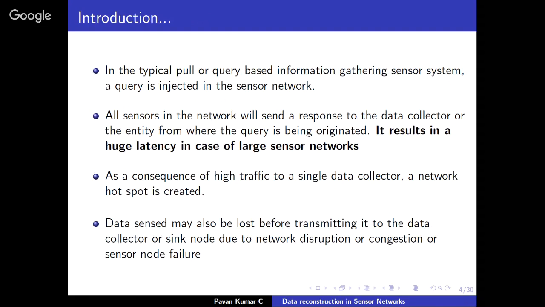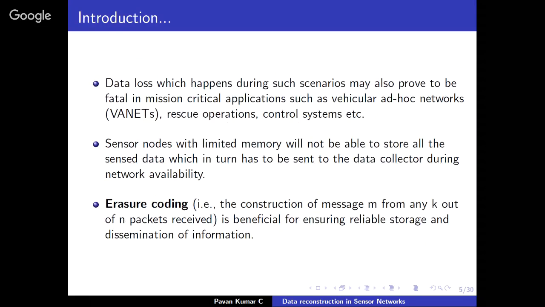Another possibility is that the sensed data may be lost before transmitting it to the data collector or sink node due to network disruption or congestion or the failure of the network node itself. Data loss which happens in such scenarios may prove to be fatal in mission critical applications such as vehicular ad hoc networks, rescue operations, control systems, etc.